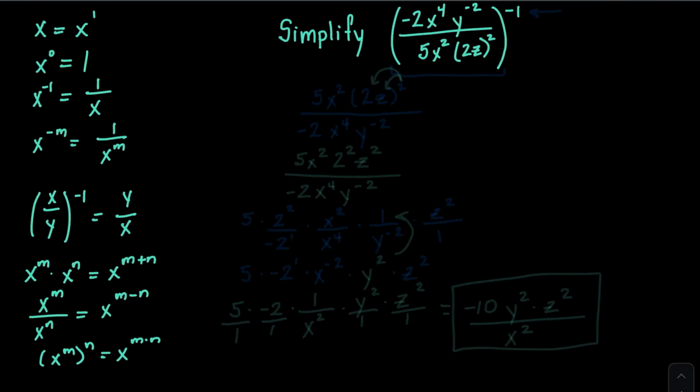In this example, I see I have this entire quantity to a -1 exponent. Since everything is in parentheses raised to this -1 exponent, the entire fraction needs to become the reciprocal. So this is going to be 5x squared, 2z squared, all over -2, x to the 4th, y to the -2.